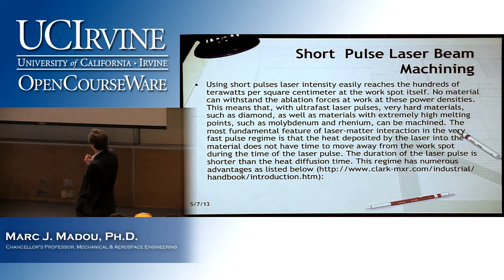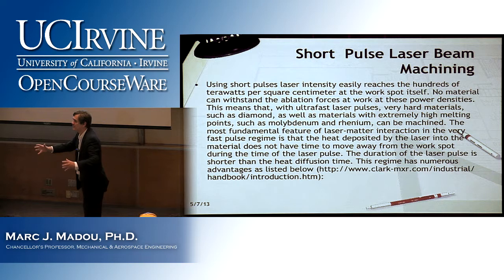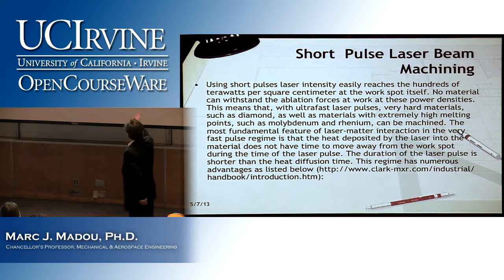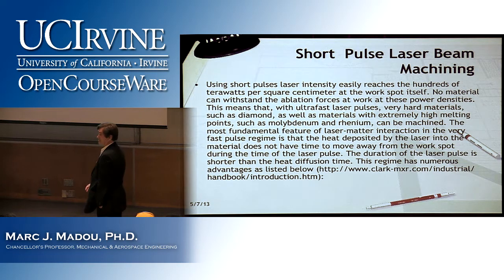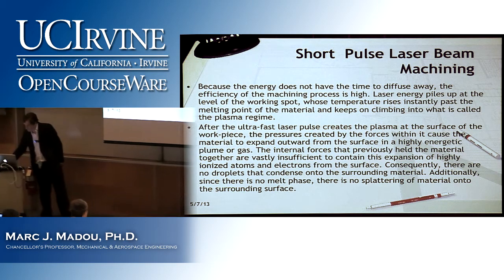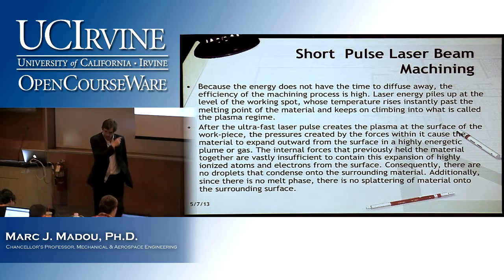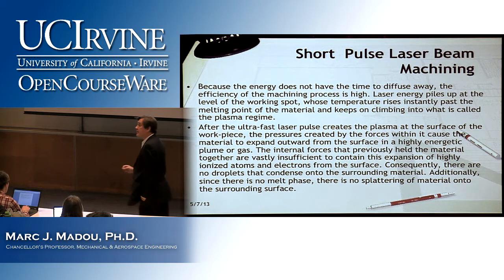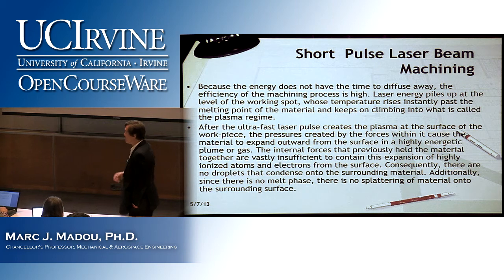The most fundamental feature, and underline that, of laser-matter interaction in the very fast pulse regime, listen to that, the heat deposited by the laser into the material does not have time to move out. So you don't have that heat-affected zone. That's crucial. So the duration of the laser pulse is shorter than the heat diffusion time, saying it one more time. And so this has numerous advantages, which are summarized in this slide and then again pictorially shown in a figure together with an invar cut that we do, same material as we did with a long pulse laser.